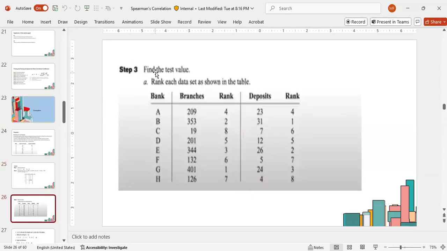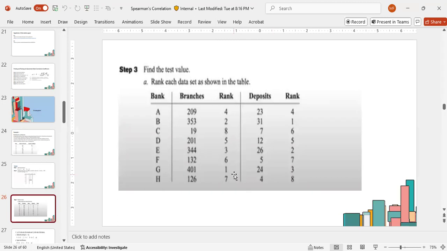Moving forward, the next step is to find the test value. How will we do this? We'll find the ranks and differences. This is the same data set as I have already told you. These are the branches, banks A, B, C, D, E, F, G, H, and these are the branches. We'll rank these branches, and in the same way, we will rank this deposit.